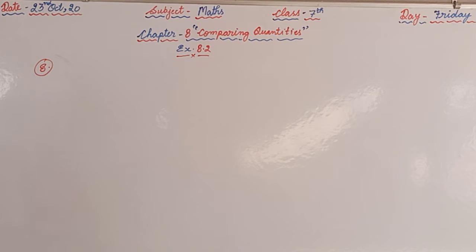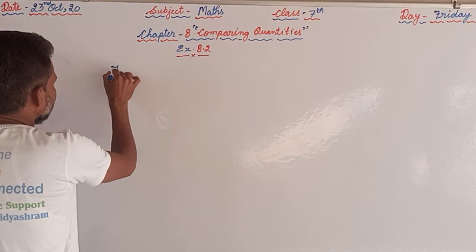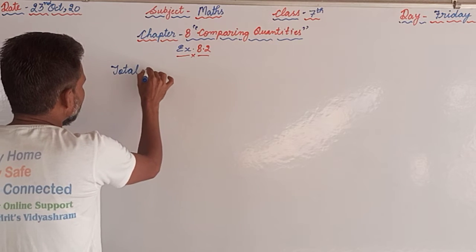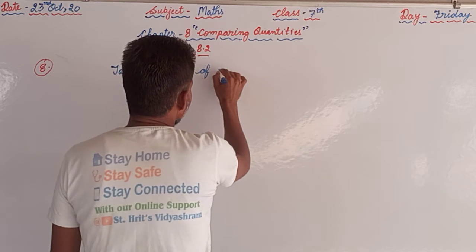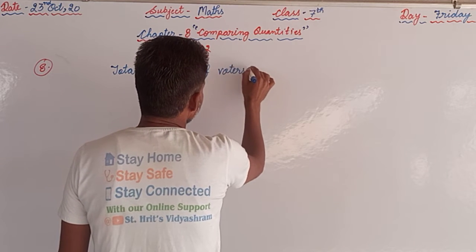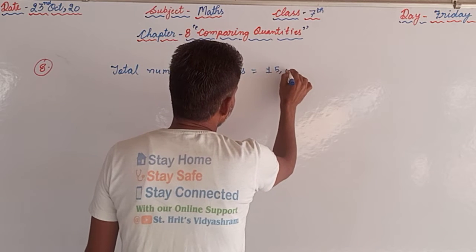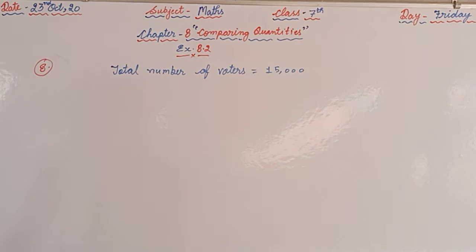Out of 15,000 voters in a constituency, 60% voted. Find the percentage of the voters who did not vote. Can you find how many actually did not vote? So first of all, we will note down the information given in the question. Total number of voters are 15,000, and afterwards it is given that 60% voted.